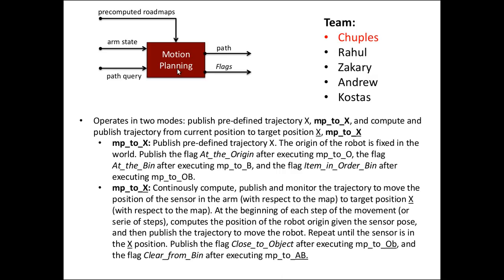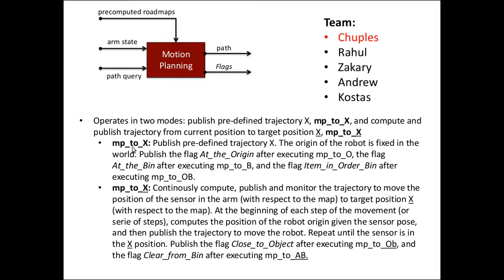So this motion planning model operates in two modes. The first mode is to publish a predefined trajectory, say predefined trajectory X, where X can be several different trajectories, and I call this mode MP2X or motion planning 2X. And in the other mode, it computes and publishes a trajectory from the current position where the robot is to a target position X dash, and I call it MP2X dash.